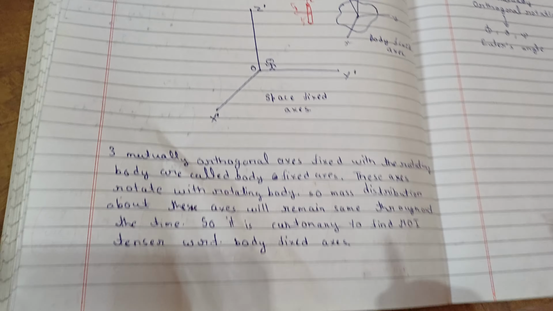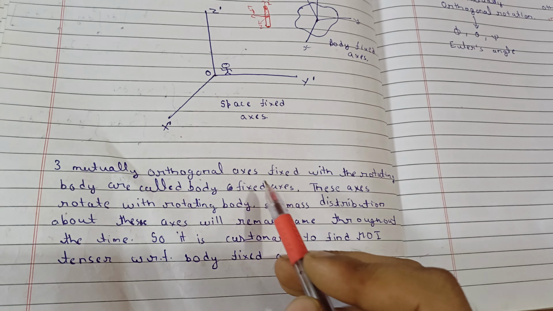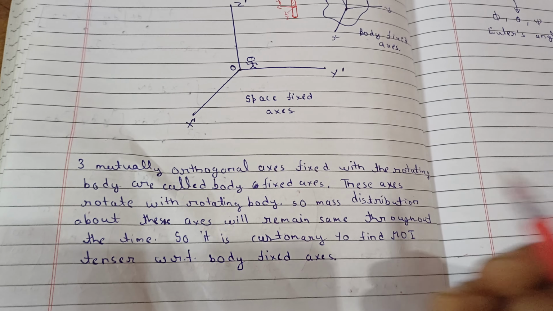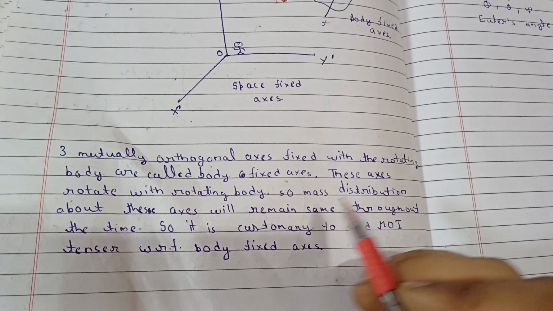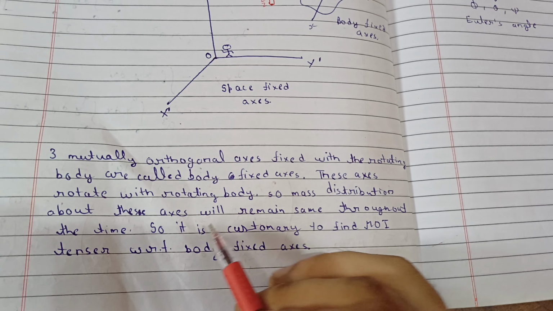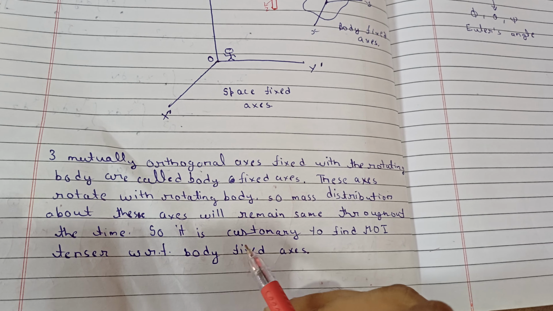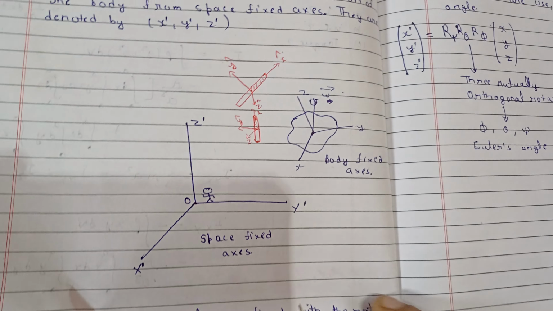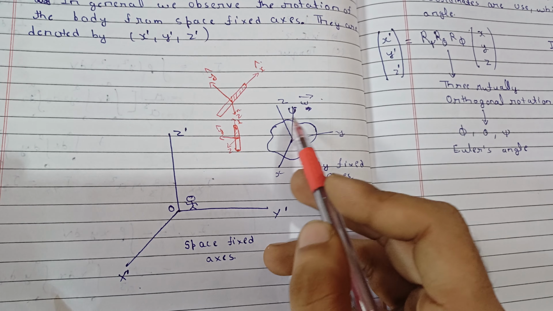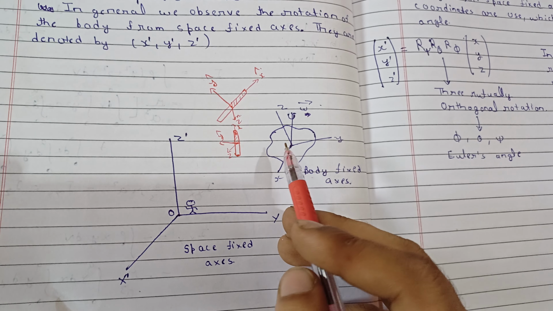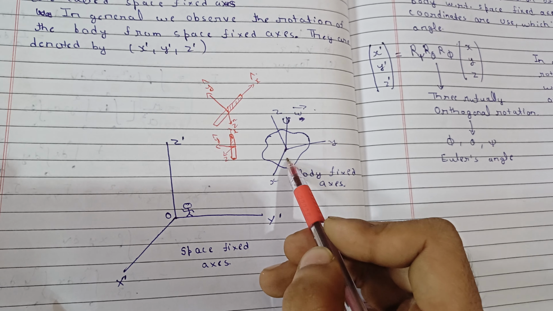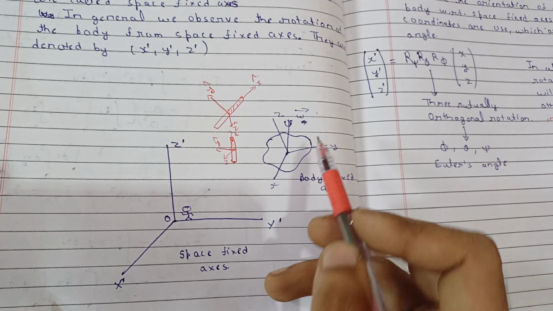So let's see the definition of body fixed axis again. Three mutually orthogonal axes fixed with the rotating body are called body fixed axes. These axes rotate with the rotating body, so mass distribution about these axes will remain the same throughout the time. So it is customary to find the moment of inertia tensor with respect to body fixed axes. That's why I told you that we find the moment of inertia. We already discussed that we find the moment of inertia tensor in the body fixed axis, because here the mass distribution along the x, y, z axis is not changing.